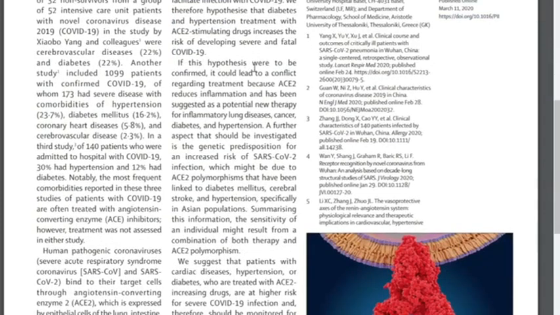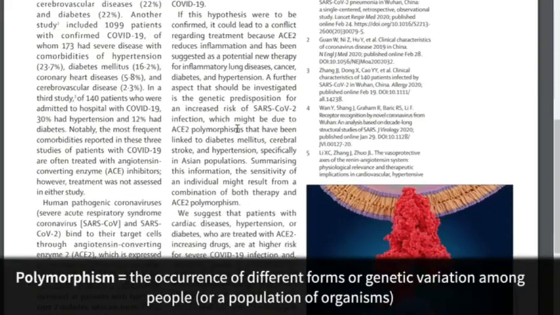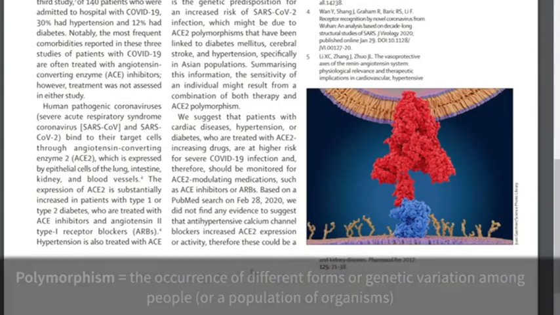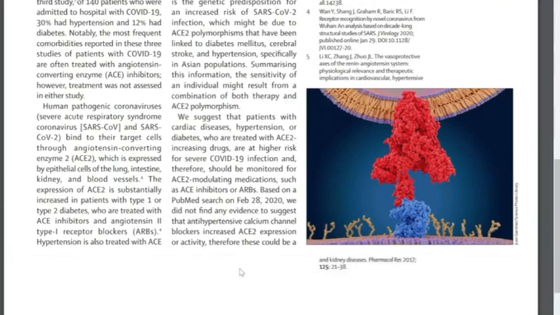They say here, if this hypothesis were to be confirmed, it would lead to a conflict regarding the treatment because ACE-2 reduces inflammation and has been suggested as a potential new therapy for inflammatory lung diseases, cancer, diabetes, and hypertension. A further aspect that should be investigated is the genetic predisposition for an increased risk of SARS-CoV-2 infection, which might have to do with ACE-2 polymorphisms, they say. And here, finally, they say, we suggest that patients with cardiac diseases, hypertension, or diabetes who are treated with ACE-2 increasing drugs are at higher risk for severe COVID-19 infection and therefore should be monitored for ACE-2 modulating medications such as ACE inhibitors or ARBs.